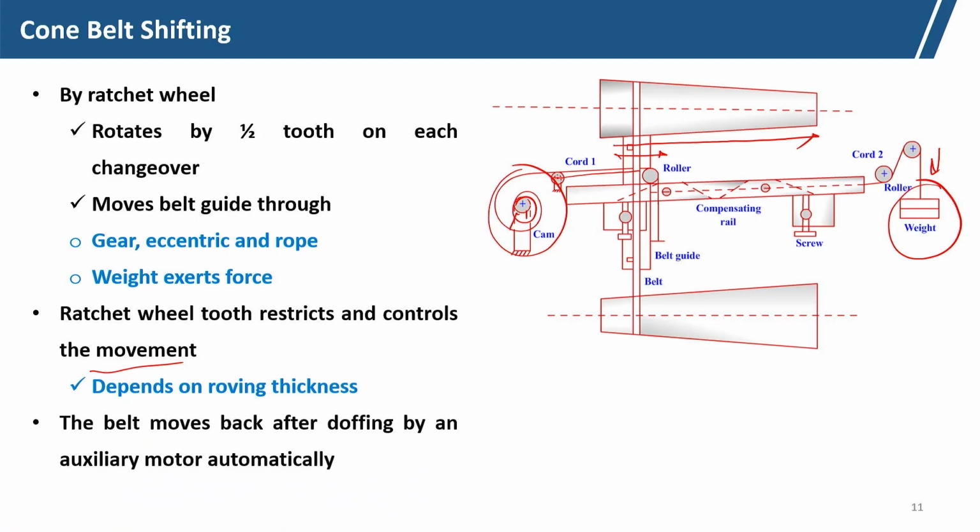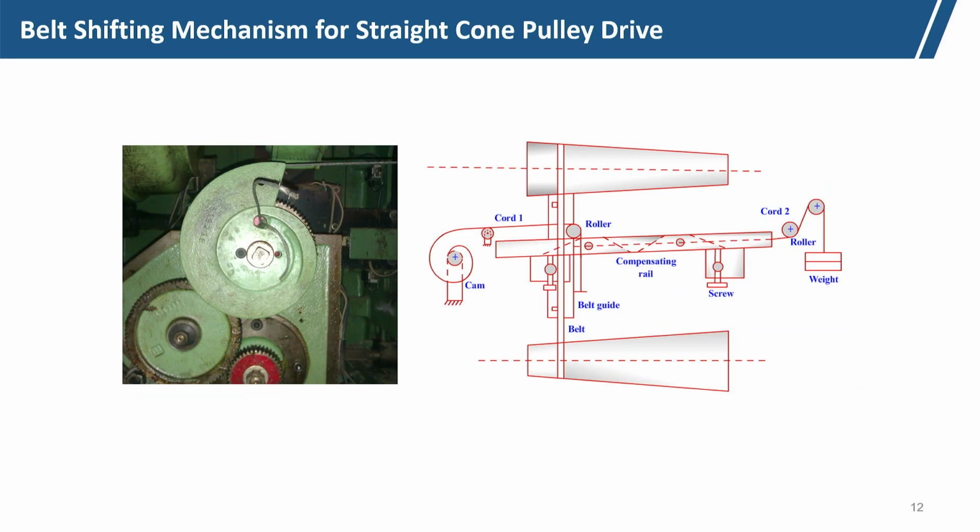The belt moves back after doffing. So, up to the doffing, it starts from the left, then goes to the right side, where the full bobbin is there. When this is completed, the belt will be shifted back to the original position automatically using the motor.